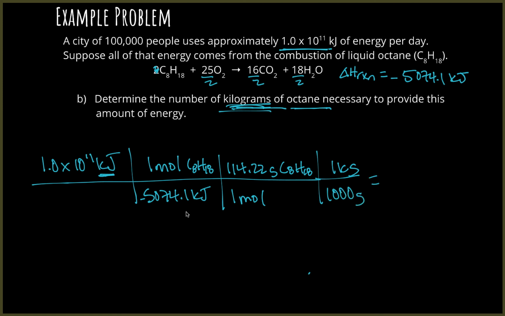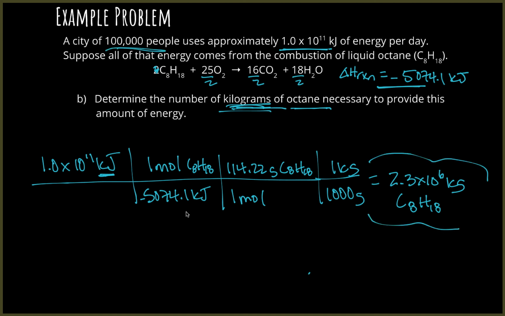So this is by solving for this heat of reaction per 1 mole. And again, the reason I scribbled that out is because on the previous problem, we solved for 1 mole, not for 2 moles. You would use 2.3 times 10 to the 6th kilograms of C8H18, which is octane, per day. So this is how much octane you would need to power this city per day.